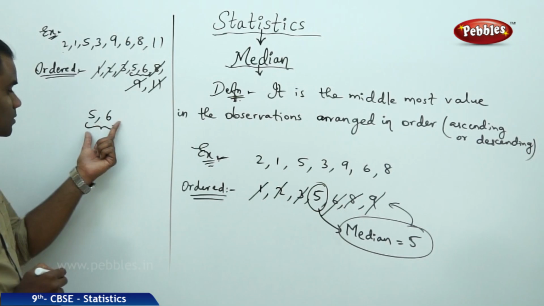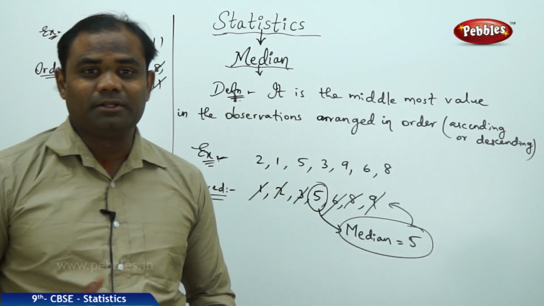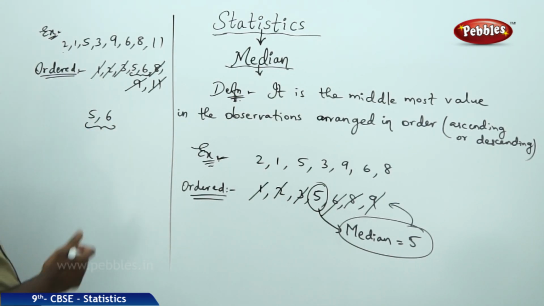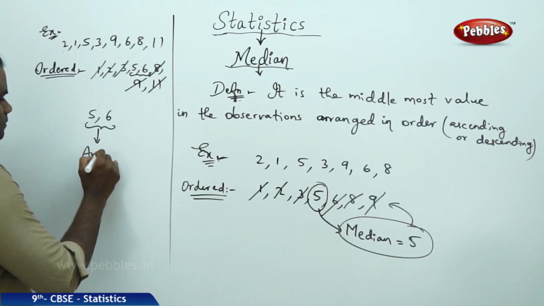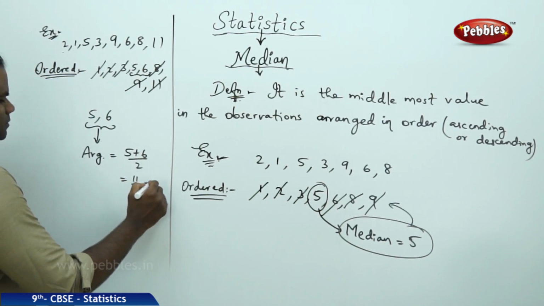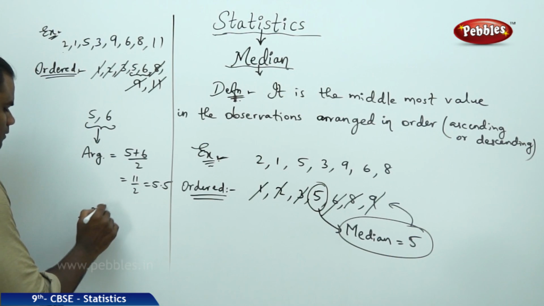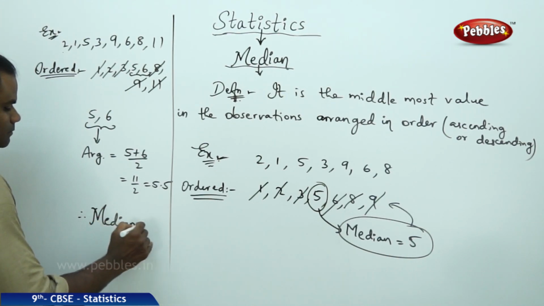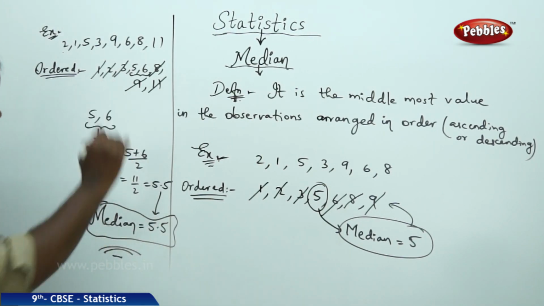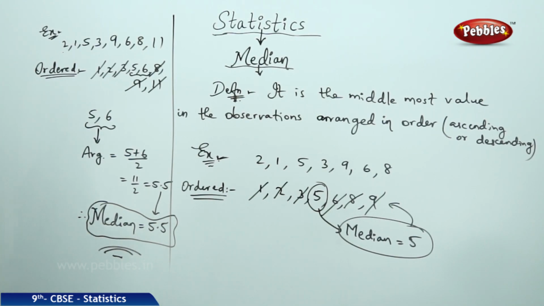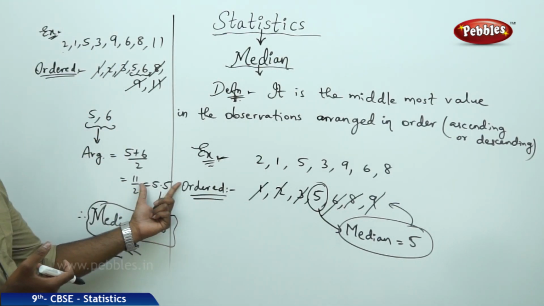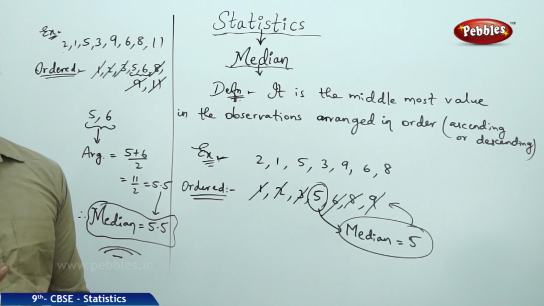But in this case I have 2 terms or 2 observations. What is the median? So generally when you have such a case arising, then we take the average of 5 and 6, which is 11 by 2, and therefore the median is said to be 5.5 is how we calculate. If we have 2 observations tied up, then we take the average, and that average is deciding the median value.